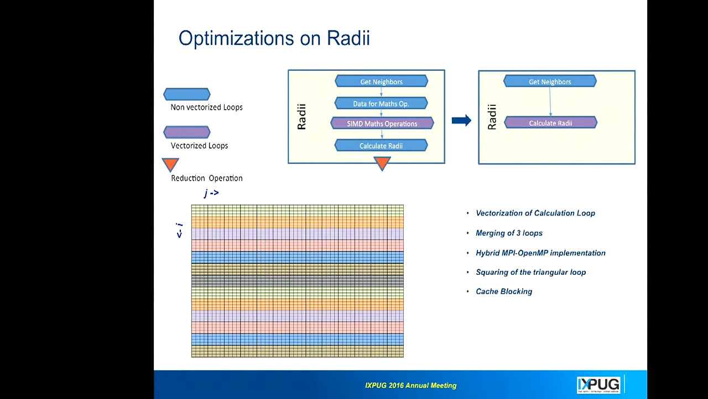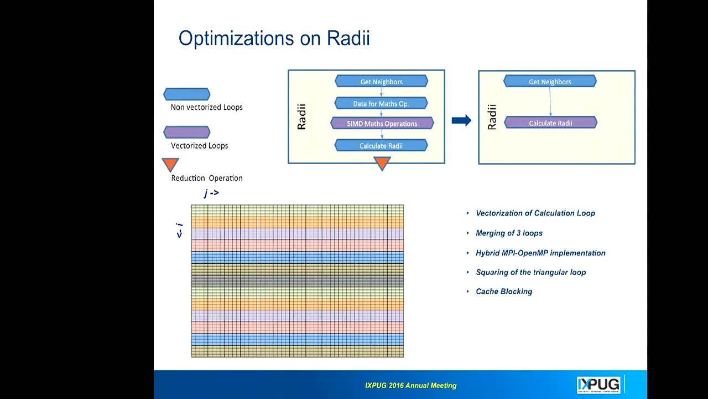radii computation. We did experiments with how many atoms should be involved in the cache blocking, starting from 8, 16, 32, and we finally found that 128 is the optimal amount for this kind of loops, and this is how we did a cache blocking for radii.